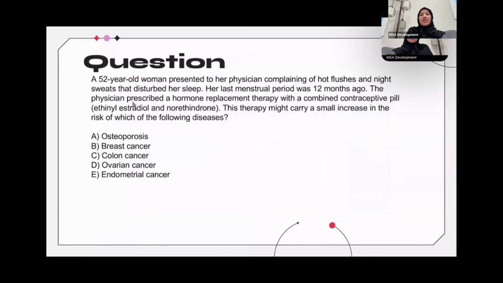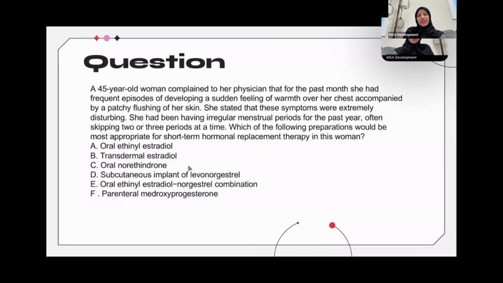Okay, let's go to questions. A 52-year-old woman, you can read it and speed this up, was prescribed hormone replacement therapy for her menopausal symptoms. This therapy carries a small increased risk of which of the following? We said breast cancer, right? So we don't want to give it in breast cancer. We didn't say endometrial cancer directly, we just said hyperplasia, so breast cancer is more important. Osteoporosis, no, not really, because HRT kind of protects from osteoporosis.